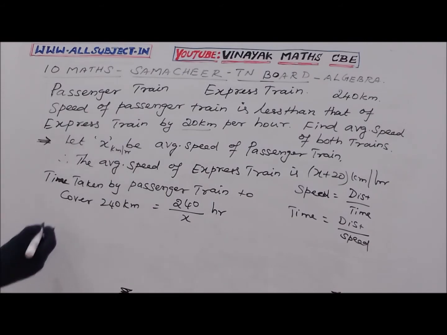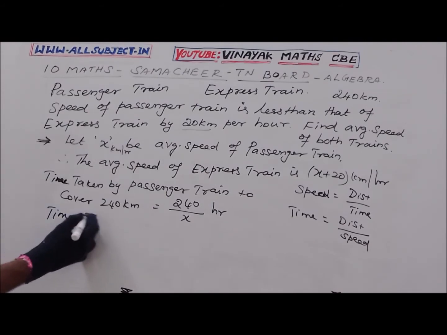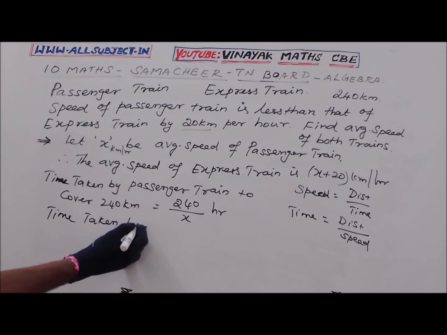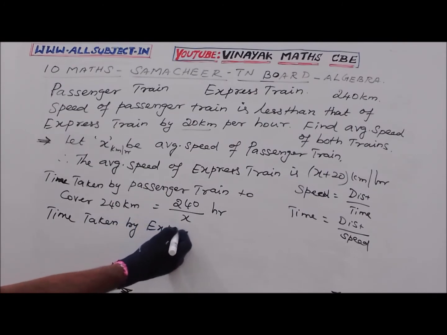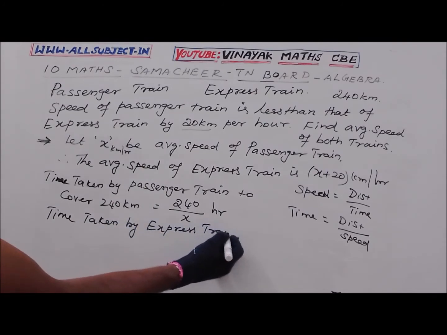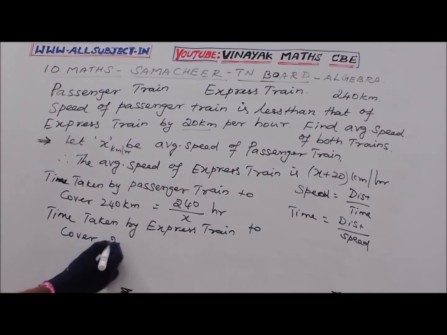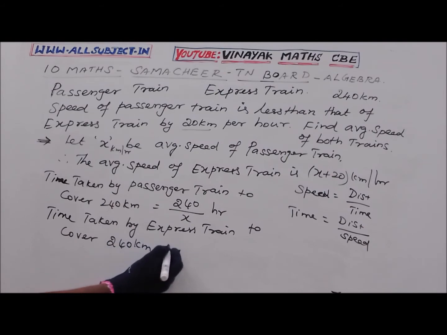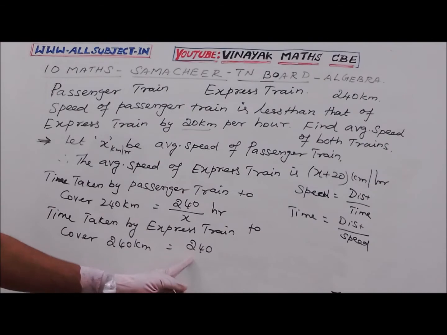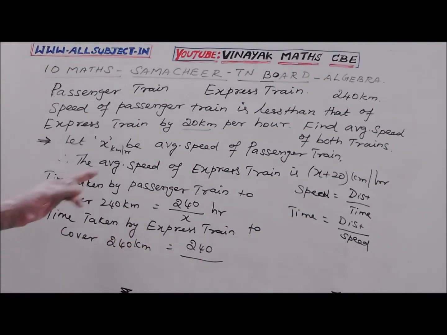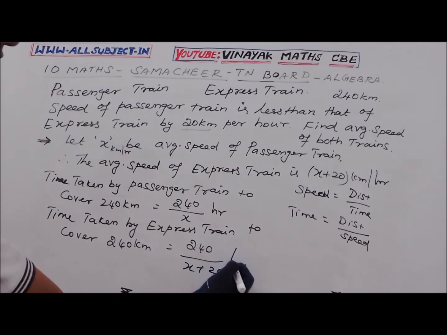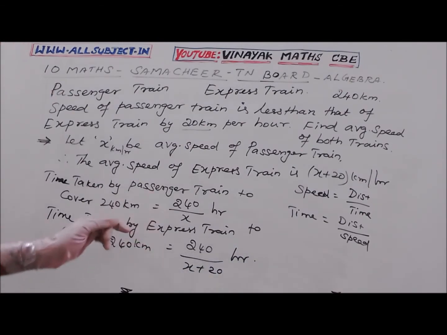Now the time taken by the express train to cover 240 kilometers is the distance 240 divided by speed. The speed of the express train is x plus 20 km per hour, so 240 divided by x plus 20 hours. These are the times taken by the passenger train and express train.